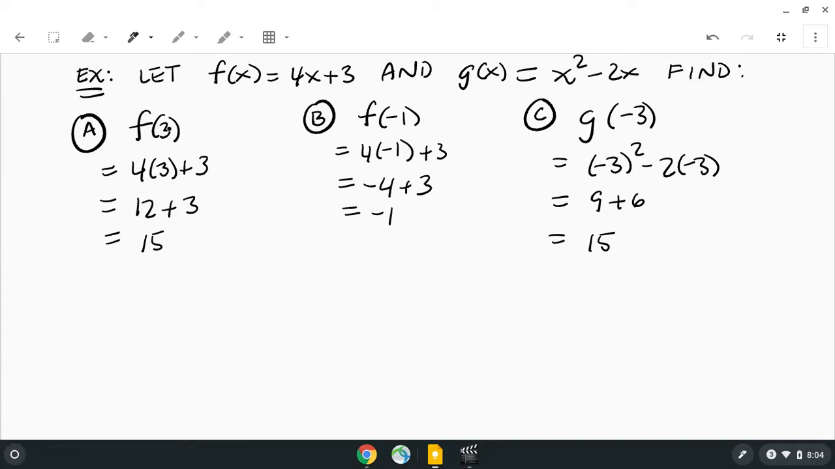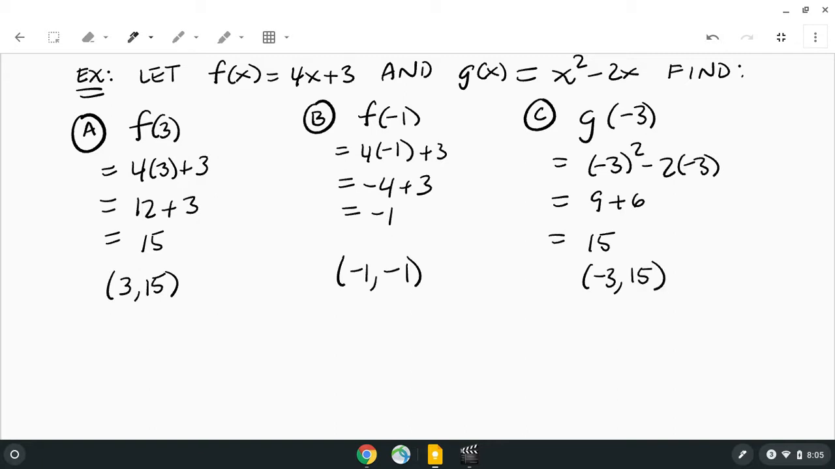Okay, so here, this is basically saying when x is 3, y is 15. Okay, so x is 3 and the y value is 15, or its coordinate pair. Okay, and this is like saying x is -1, y equals -1. So let's write those down. So these are like points. So when x is 3, you get 15. When x is -1, you get -1. And then over here, when x is -3, you get 15.